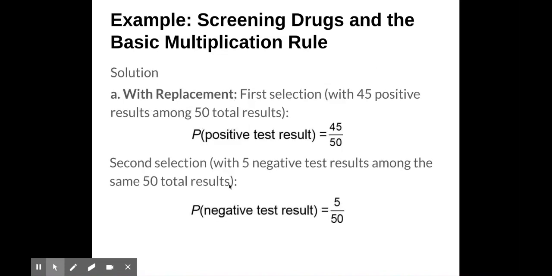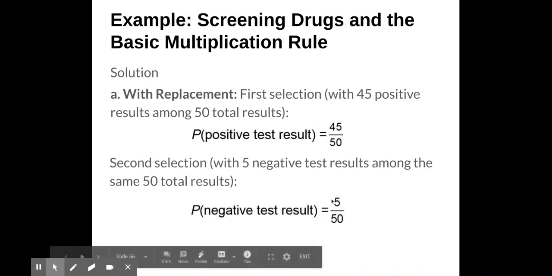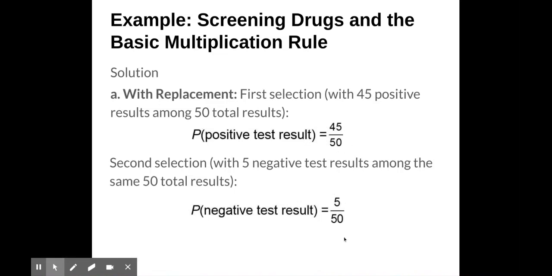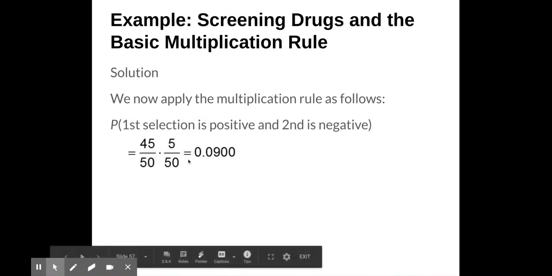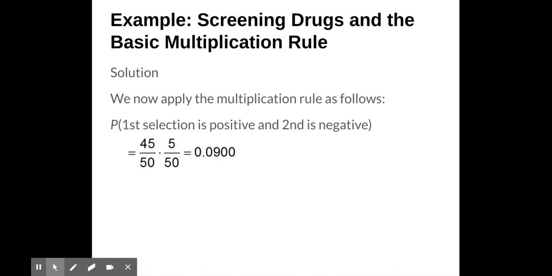With replacement, the first selection having a positive test result is 45 over 50. The second selection having a negative result is 5 over 50. Those are exactly the probabilities of getting a positive and getting a negative. So we multiply those two together, and we get the probability that the first person has a positive result, that person goes back, we draw another person, and that person has a negative result. It is 0.09.